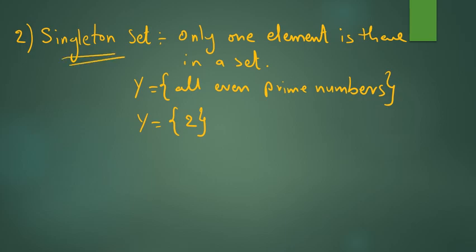What is the cardinal number of this set? n of Y. n of Y is equal to 1. Only one element is there, right?